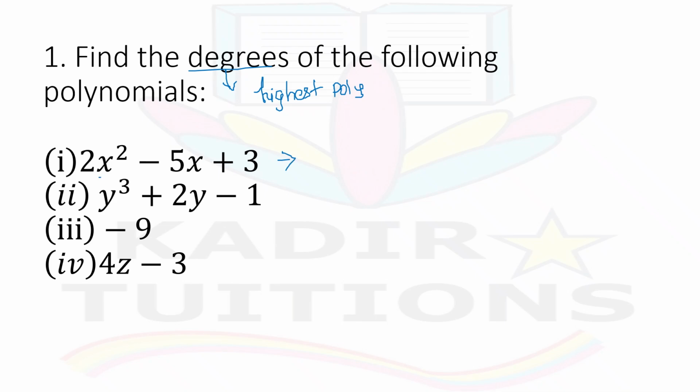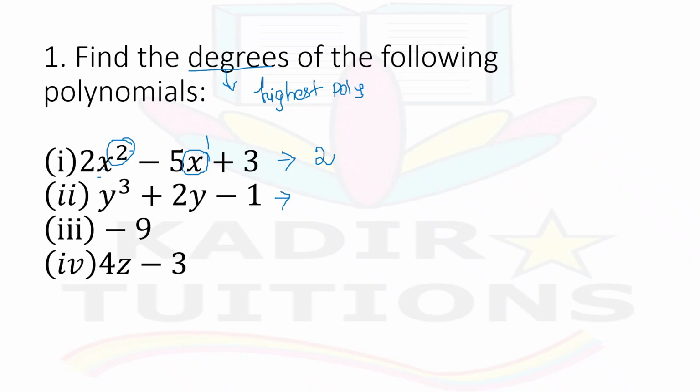Over here, there are two powers. One is 2: over here the x square term, so the power is 2. Here this is the x term, so the power is 1. So among 2 and 1, which is the highest degree? 2. So the degree of the first polynomial is 2.